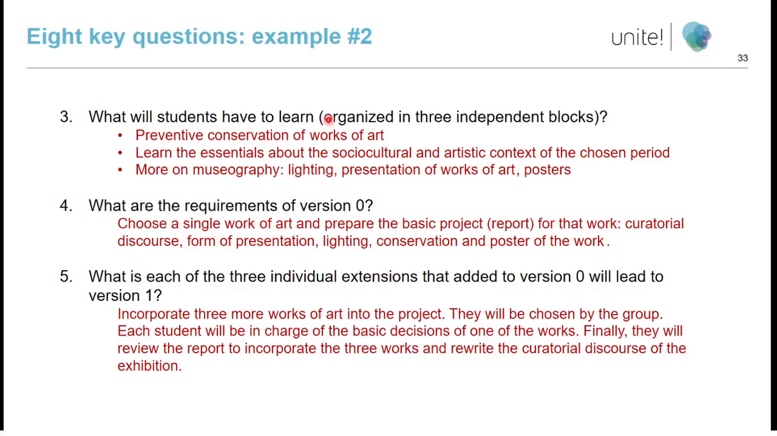What do the students have to learn? What are these 3 independent blocks of knowledge that they will have to learn? So the first block is some knowledge about preventive conservation of work of art. The second block is to learn the essentials about the sociological and artistic context of the chosen period. And finally, the third block is to learn a little bit more on museography, lighting and presentation of work of art, the preparation of posters, and something like that.